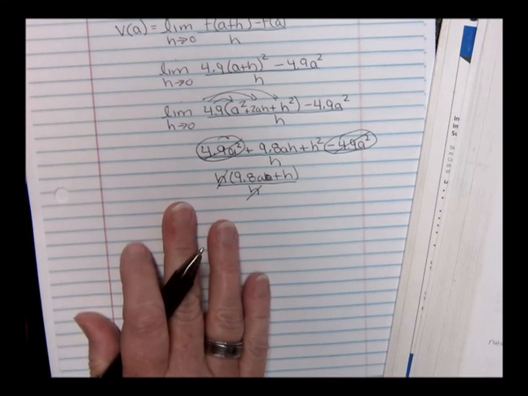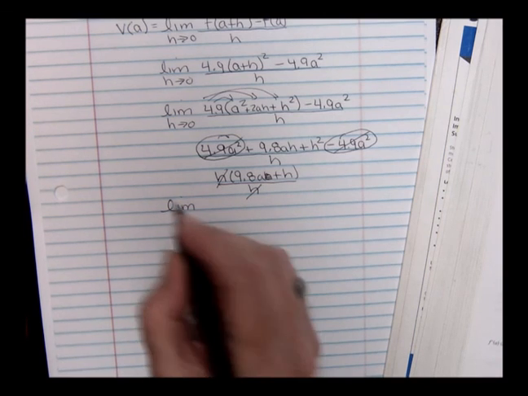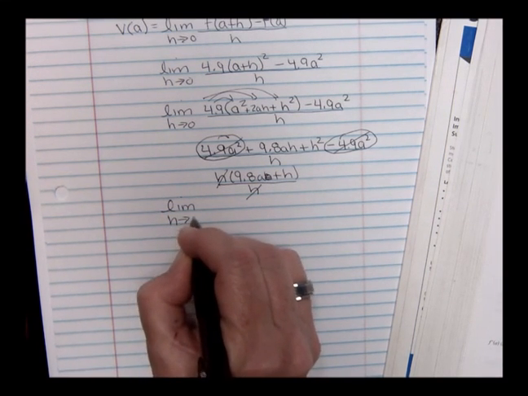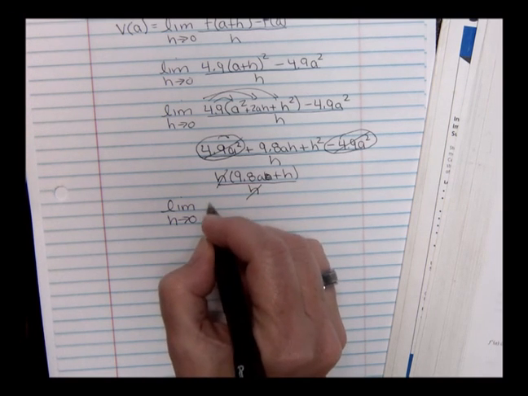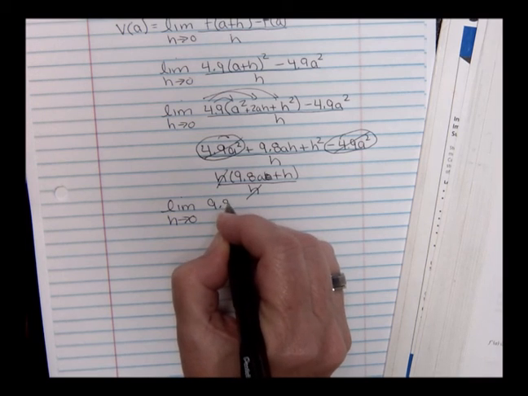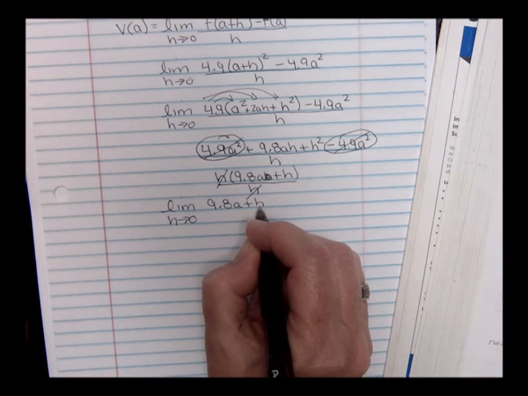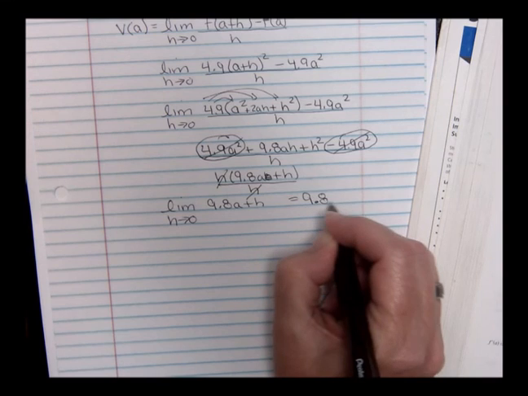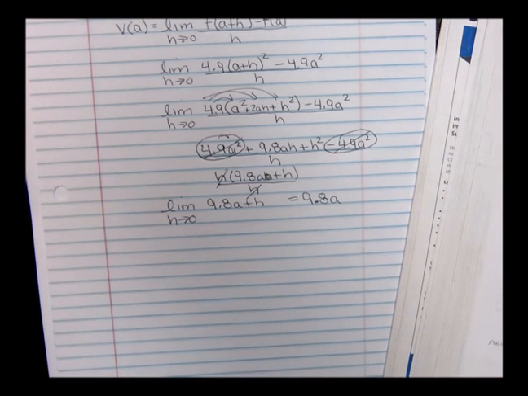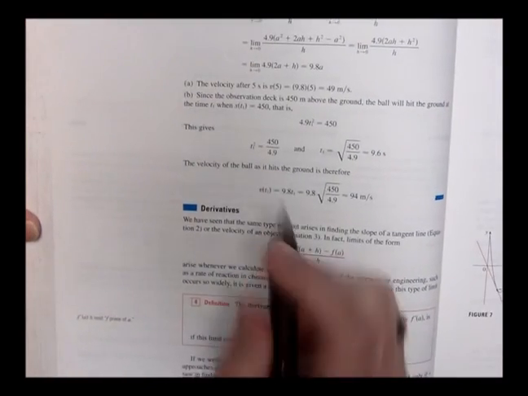Okay, so now I have my limit as h approaches 0 of 9.8 a plus h, and I can substitute in my 0 for h, and I get my limit of 9.8 a. Okay, so that wasn't so bad, hopefully. All right, so what does that mean? Well, that gives us our formula.